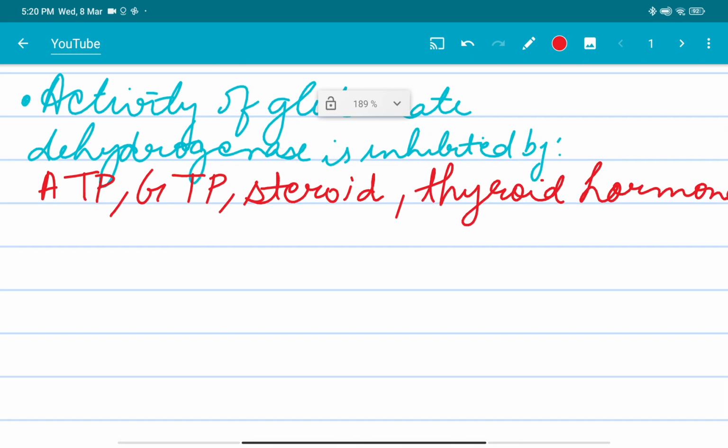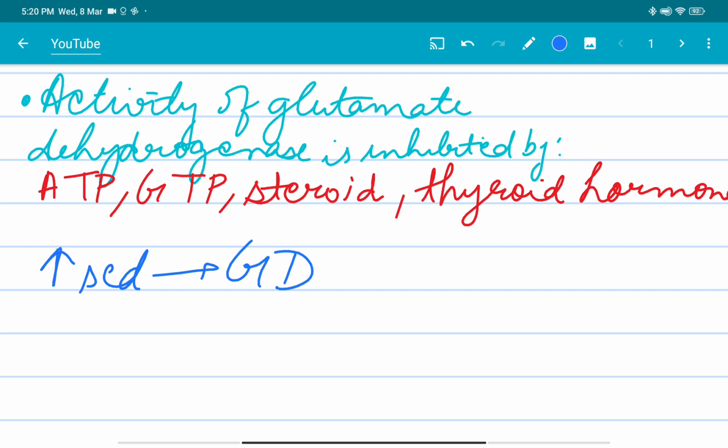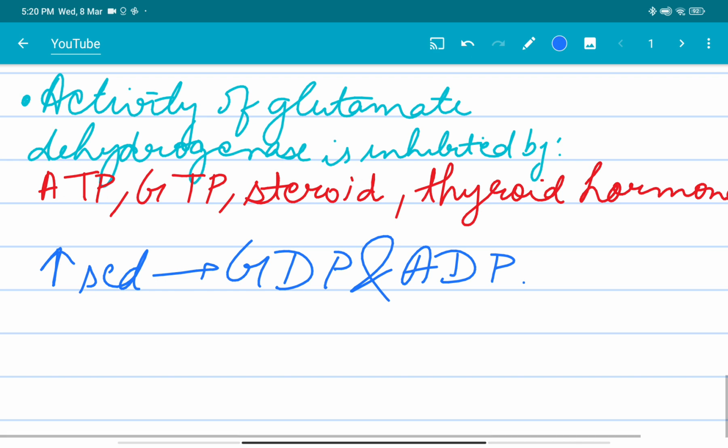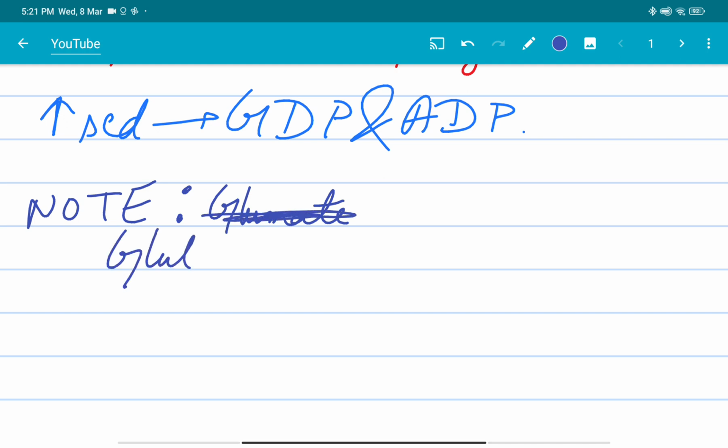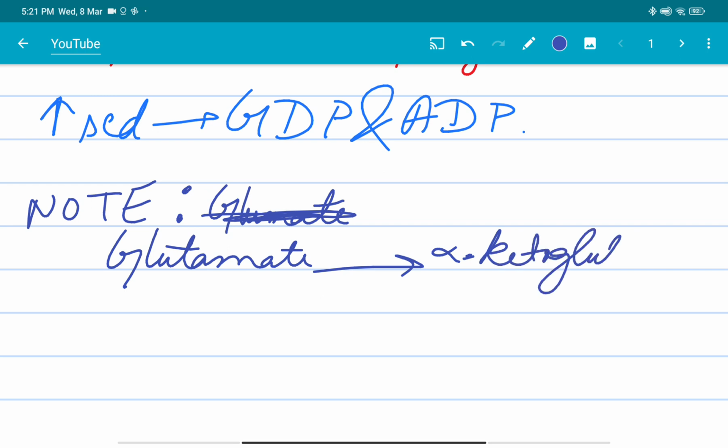The activity of glutamate dehydrogenase is elevated or increased with the help of GDP and ADP. Now, there is one noteworthy point. Whenever the energy of the cell is low, glutamate gets converted into alpha ketoglutarate so that this alpha ketoglutarate can be used in the TCA cycle for energy production.